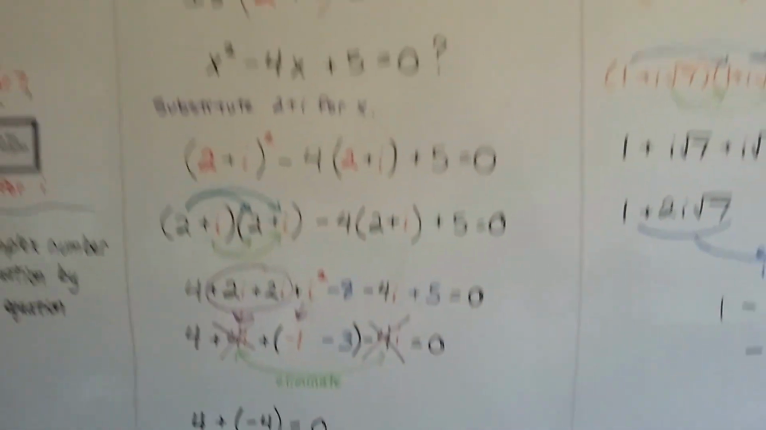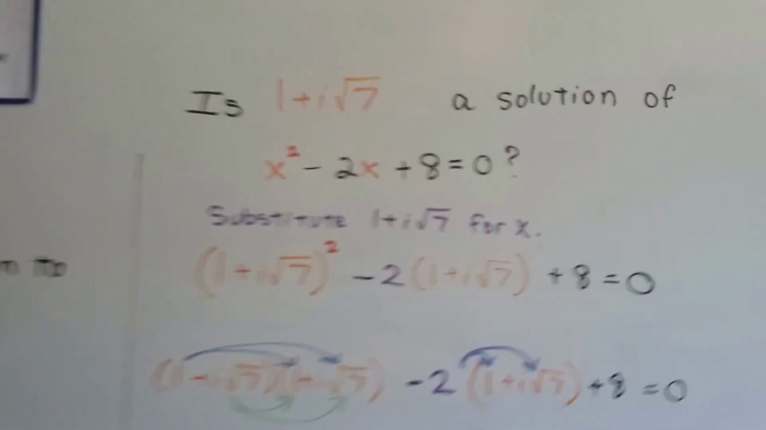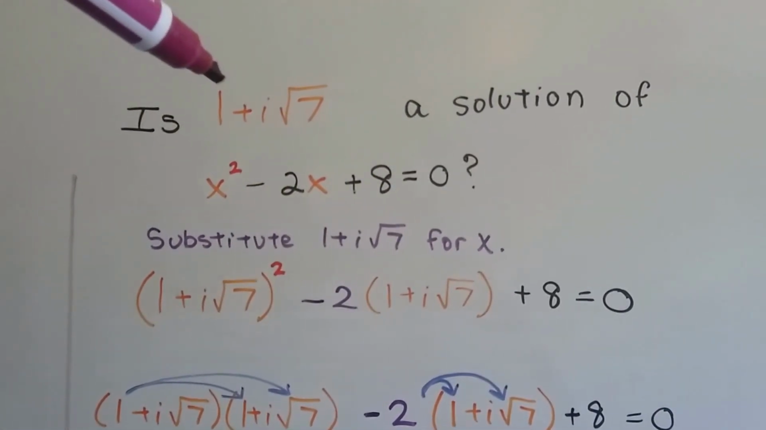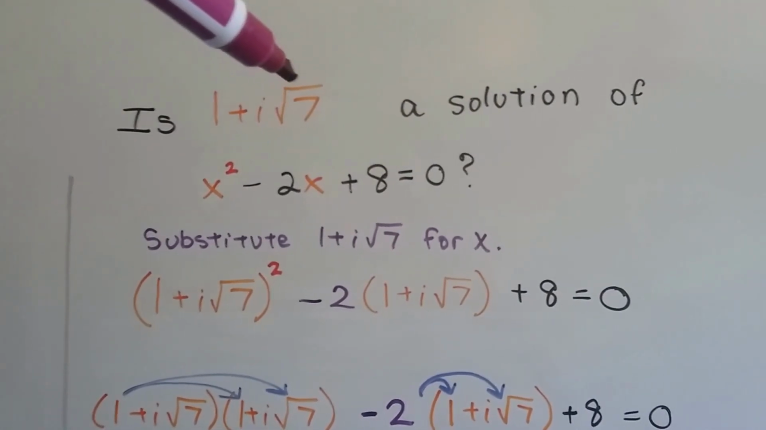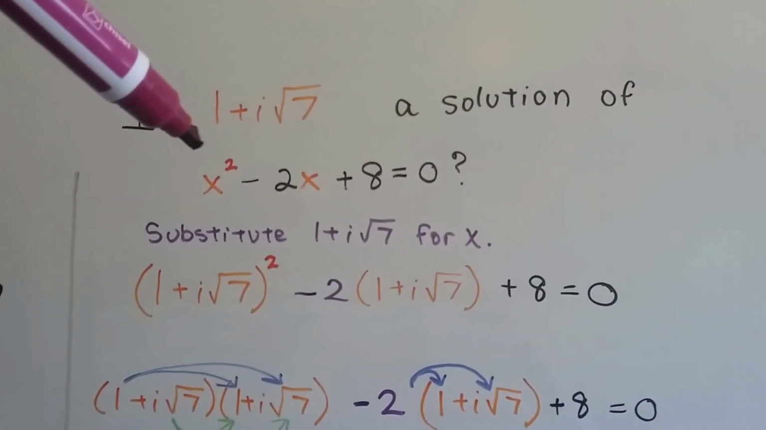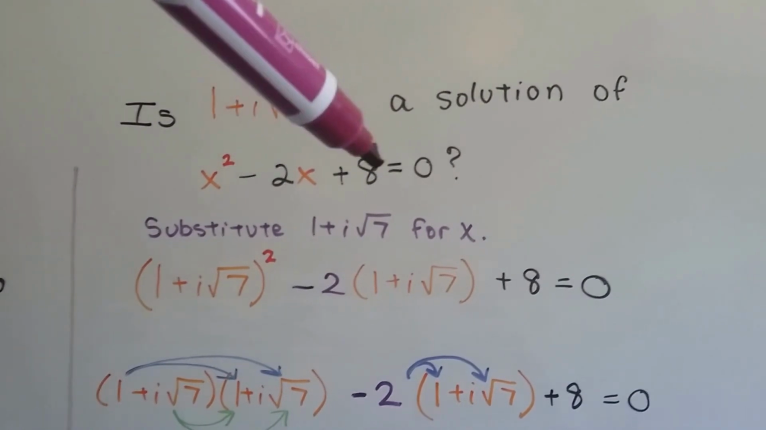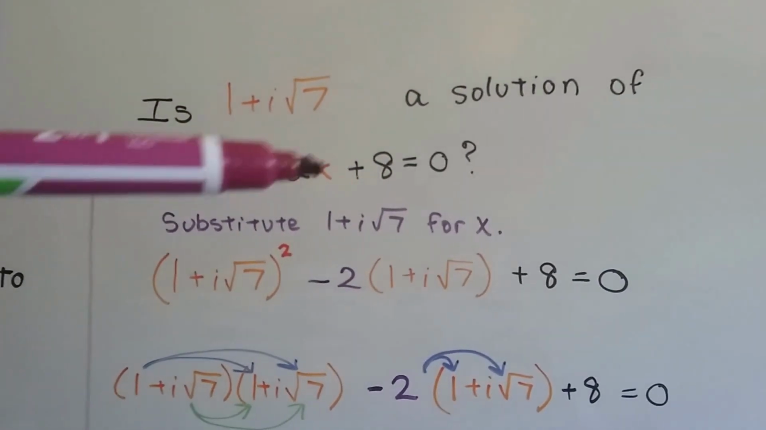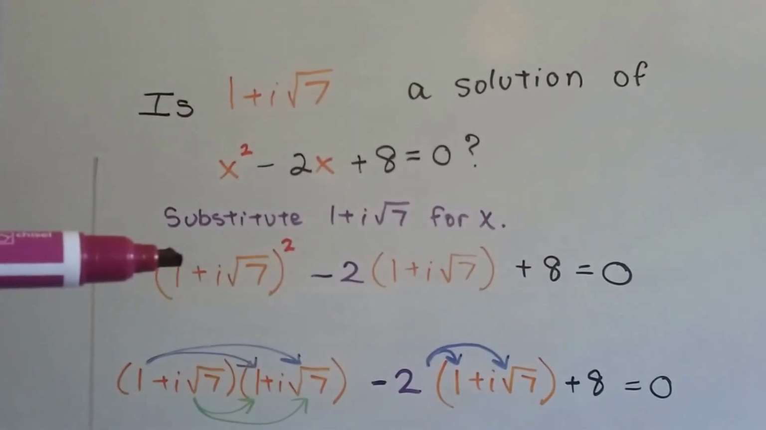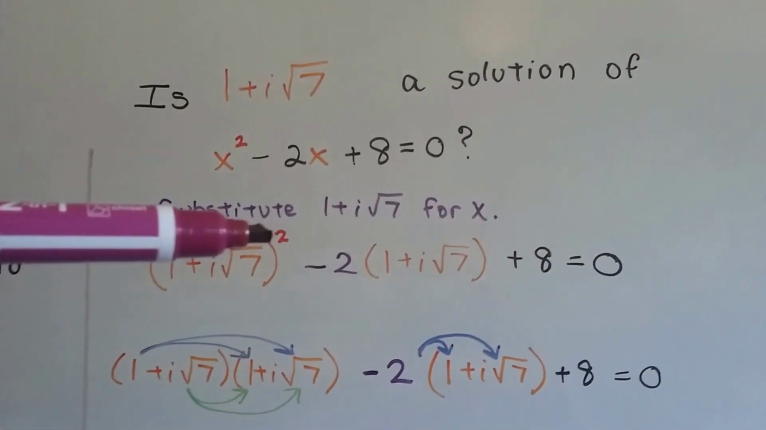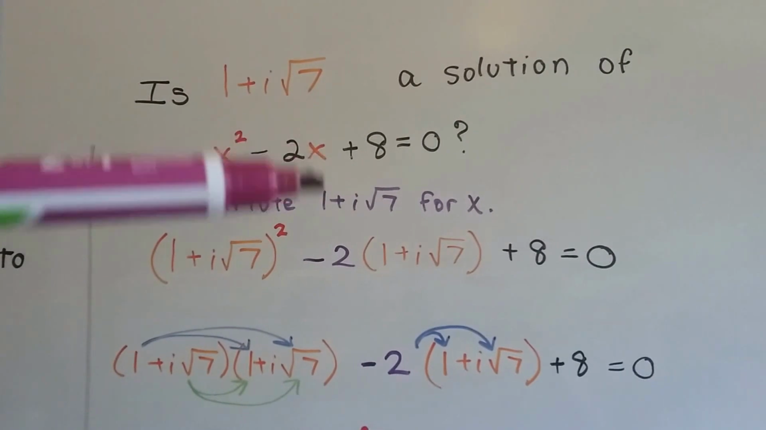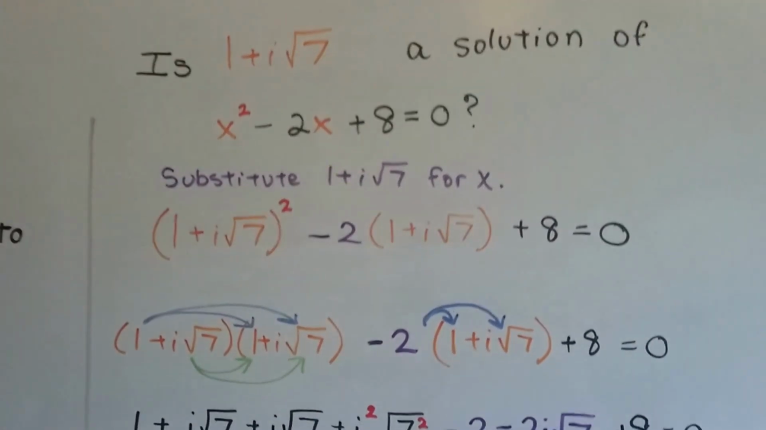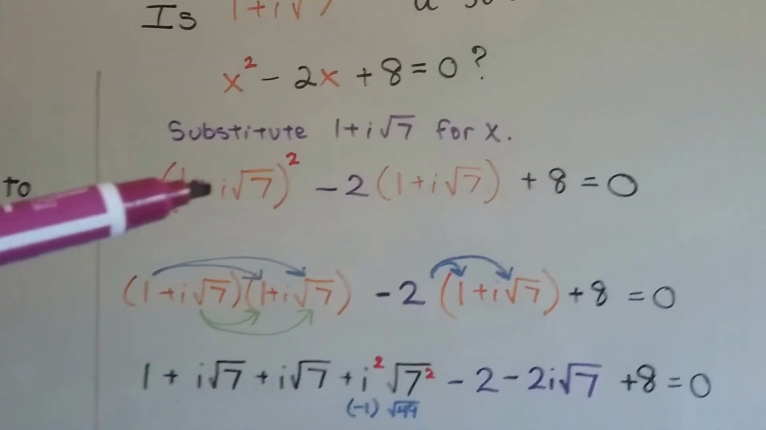Now this one's a little bit more involved, so try to stay with me, okay? I tried to make it color-coded as best I could. So we've got 1 plus i square root of 7. Is it a solution of this polynomial, x squared minus 2x plus 8 equals 0? So we're going to put this guy everywhere there's an x. So instead of x squared, we've got (1 plus i square root of 7) squared. And instead of minus 2x, we've got minus 2 times (1 plus i square root of 7). All right, we can open this guy up and FOIL him.